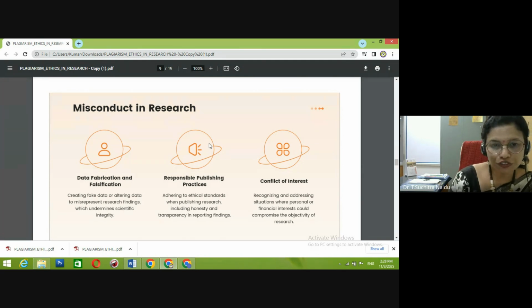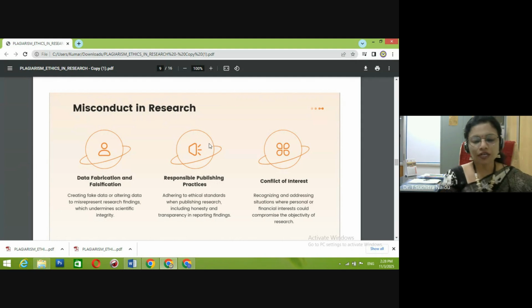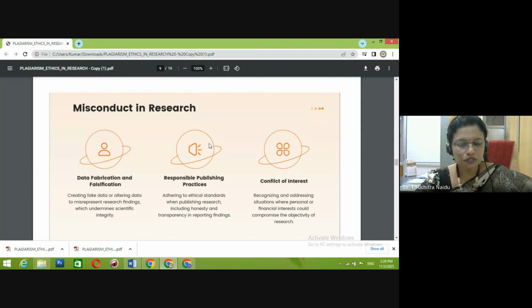Then conflict of interest, the third one, that is recognizing and addressing situations where personal or financial interest could compromise the objectivity of research. As I told you, nowadays patents are sold. Nowadays, utility patents are sold. Then papers, research articles are sold. You have author 1, author 2, author 3, author 4. And so this is all incorrect ways.